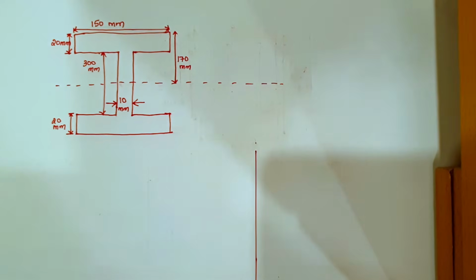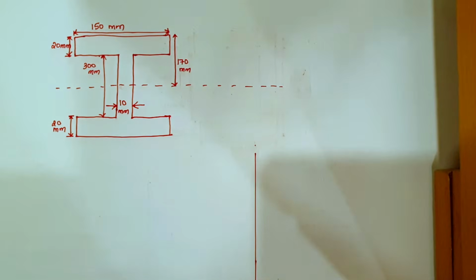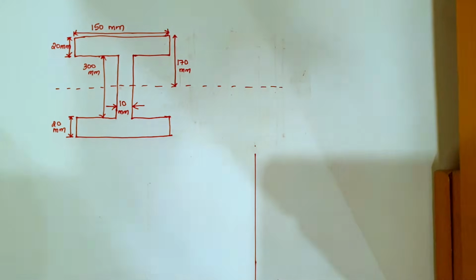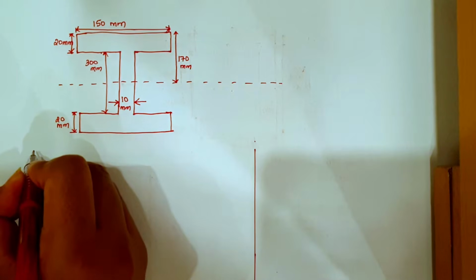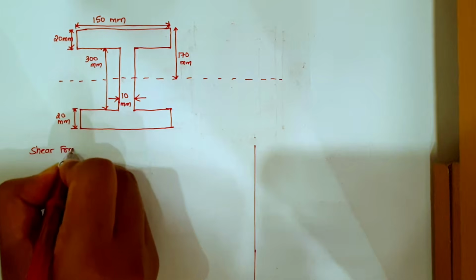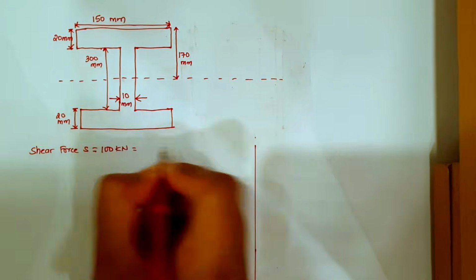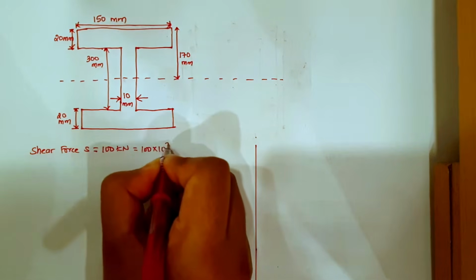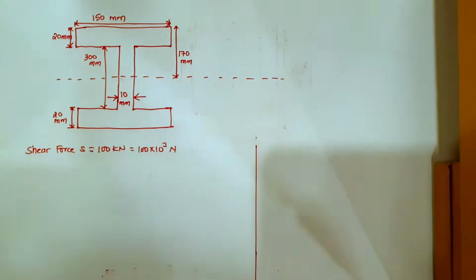Now for this numerical, the I section is given as shown in the figure below. For this I section, we need to find the maximum shearing stress, and they have given a shear force. So shear force S is given equal to 100 kilonewton, which will be equal to 100 into 10 raised to power 3 Newton. Now we need to find the maximum shearing stress. So let us first start by finding its moment of inertia.